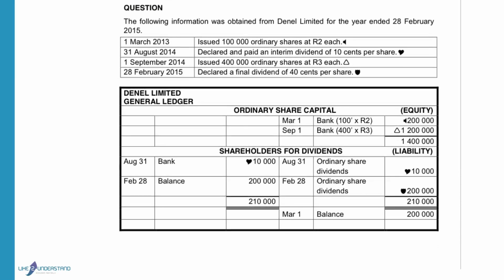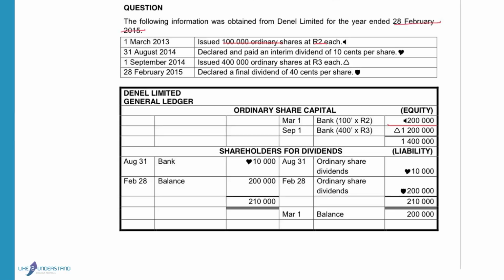The following information was obtained from Denel Limited for the year ended 28 February. On the 1st of March 2013, 100,000 ordinary shares were sold at 2 Rand each. That means in your capital account, you will show that you've got a balance of 200,000 Rand. Our current financial year ends on 28 February 2015.